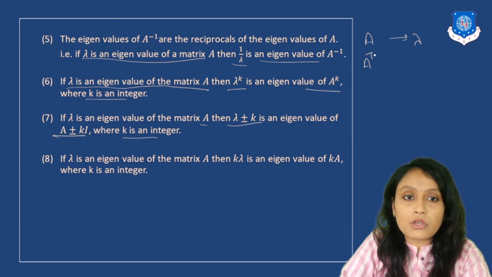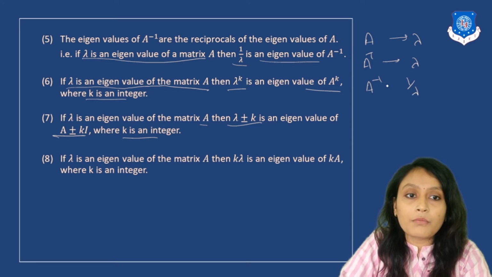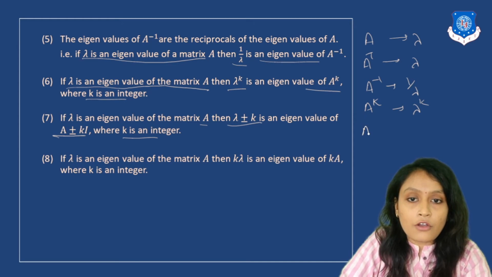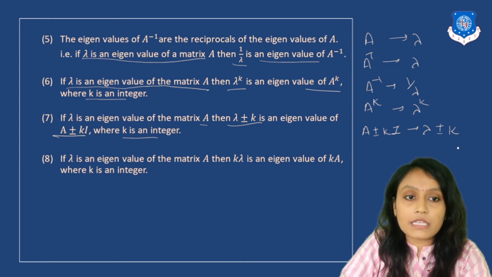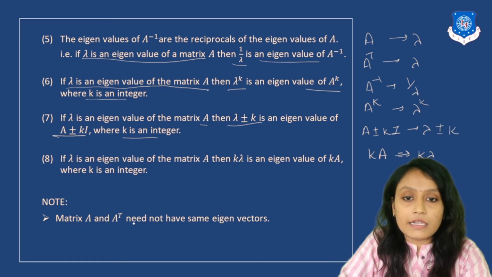So the eigenvalues of A transpose will be the same, that is lambda. The eigenvalues of A inverse will be 1 upon lambda, right? Then the eigenvalues of A raised to k will be lambda raised to k. Eigenvalues of A plus or minus kI will be lambda plus or minus k, and eigenvalues of kA will be k lambda, right? So these are the properties from 4 to 8. Next is, matrix A and A transpose need not have the same eigenvectors.